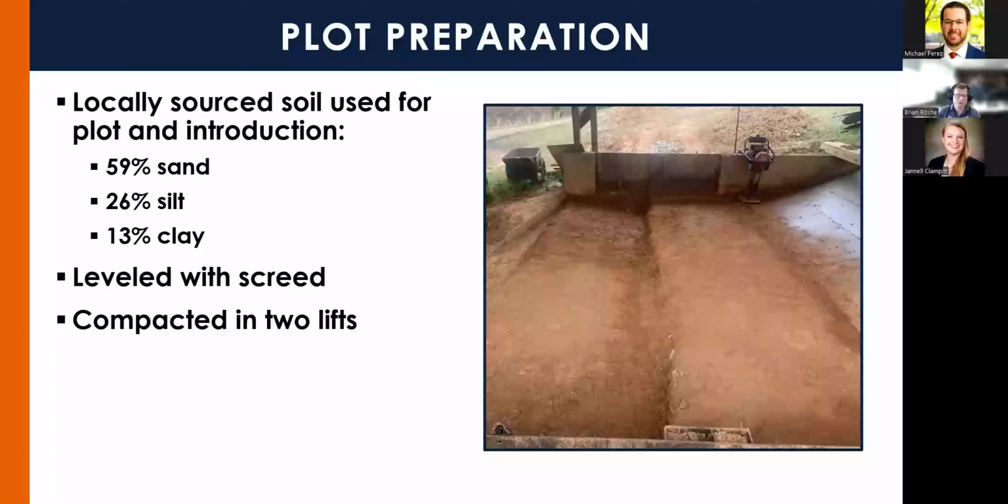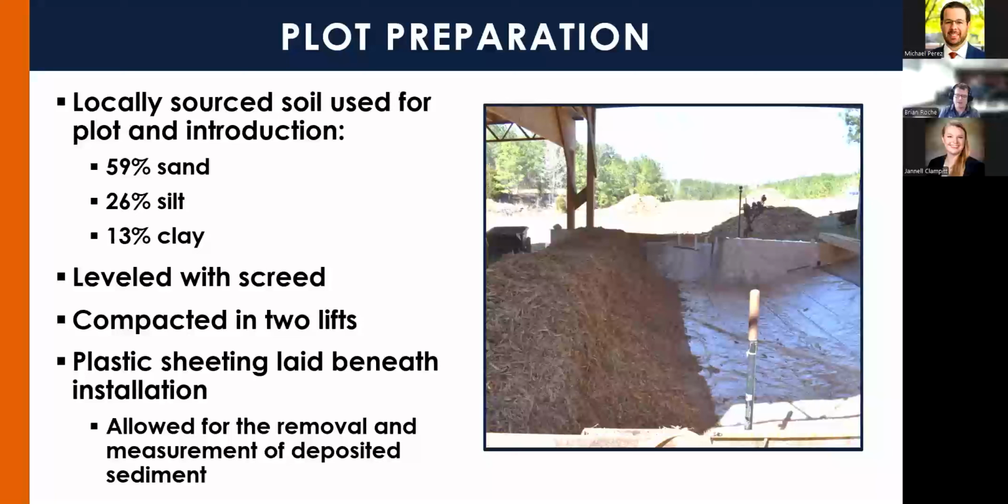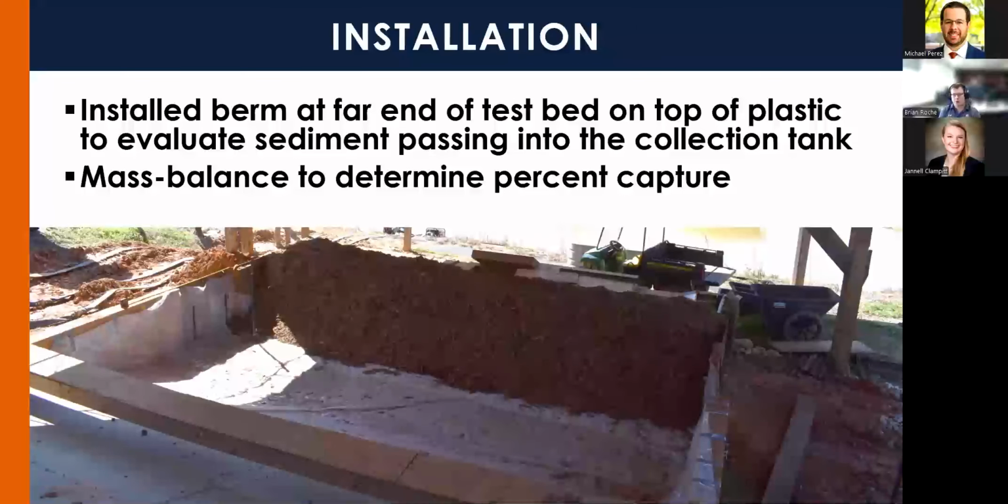And then after we compacted our plot in 2 lifts, we laid plastic sheeting beneath the installation. As you can see here, that allowed for sediment that was deposited upstream to be removed and measured and compared to the amount that was introduced. We also installed the berm at the far end of the test bed instead of the middle, so we were able to capture the sediment that was passing into our collection tank. And from there, we were able to use a mass balance to determine percent capture within the berm by comparing what we introduced to what was captured upstream and what was captured downstream. And that remaining bit was what was captured within the berm itself.